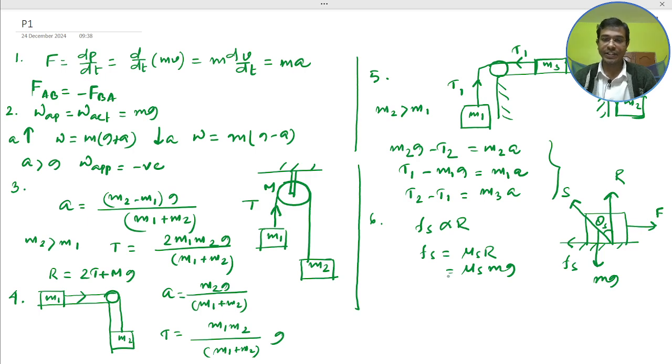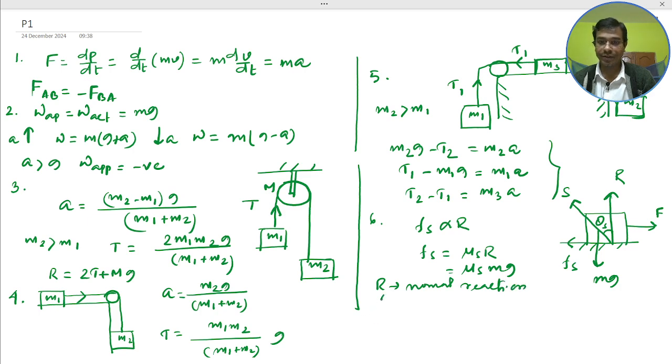Fs means the static friction. Another one is kinetic friction, which is basically proportional to the normal reaction. R means the normal reaction.